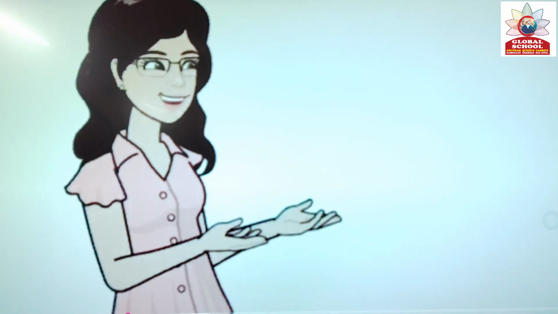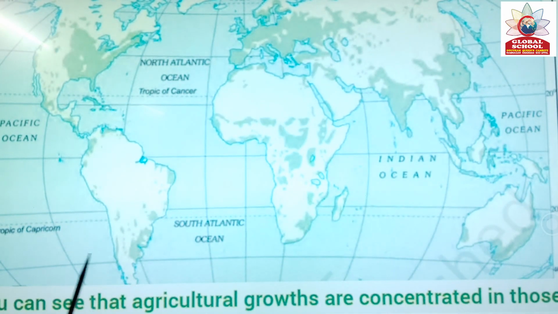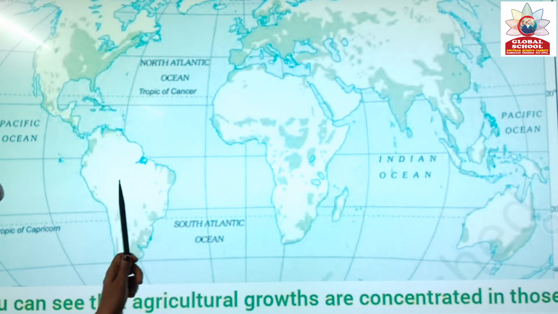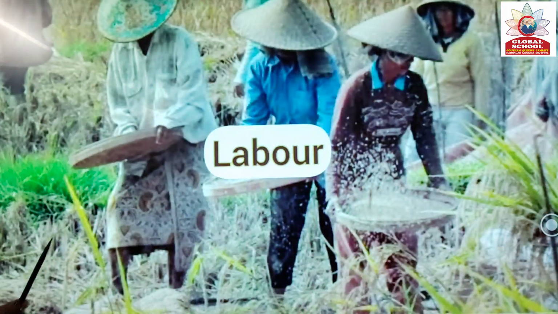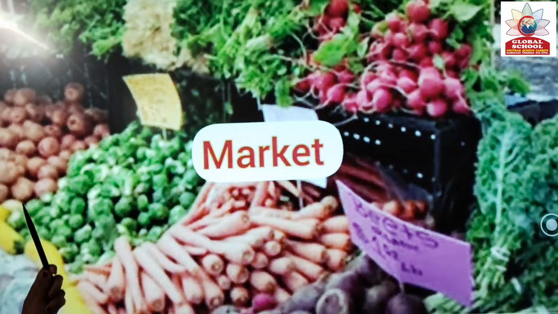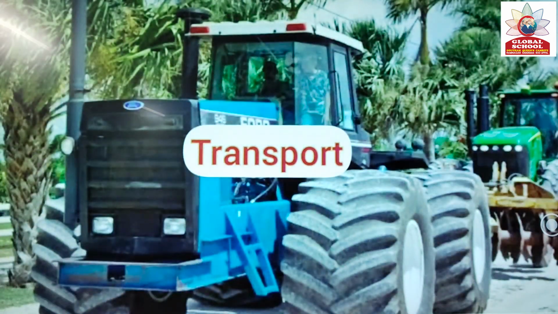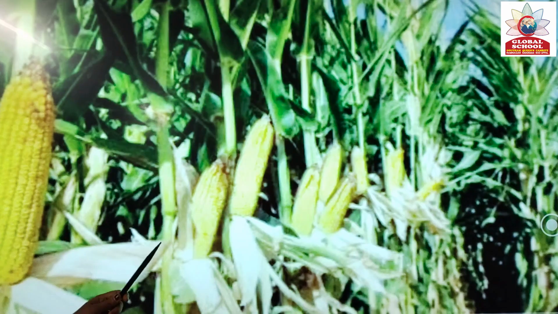Next, temperature and rainfall. You can see that agricultural growth is concentrated in those areas of the world where suitable factors for the growth of crops exist. Here, machines, fertilizers, labor, market, transport. These things are used by man only; they are man-made.